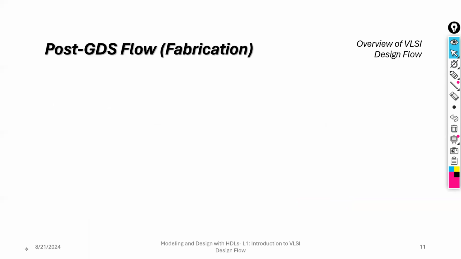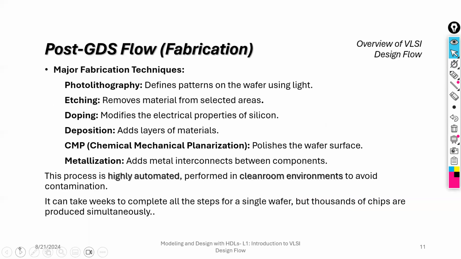Okay. So this is called the post GDS flow. These are the essential steps that we can see in the fabrication. What is the first step? Photolithography, etching, doping, deposition, chemical mechanical planarization, CMP, and then metallization. So these are the majority of the fabrication steps.